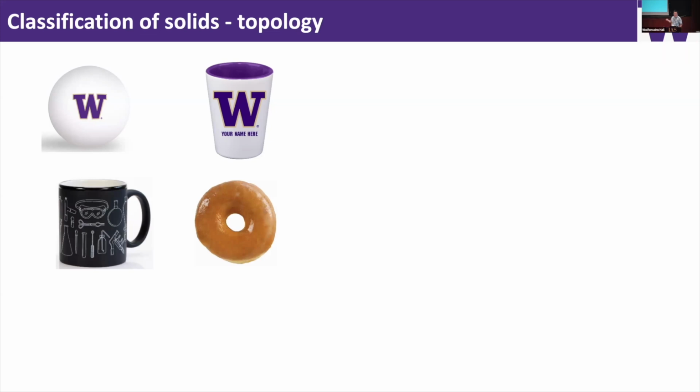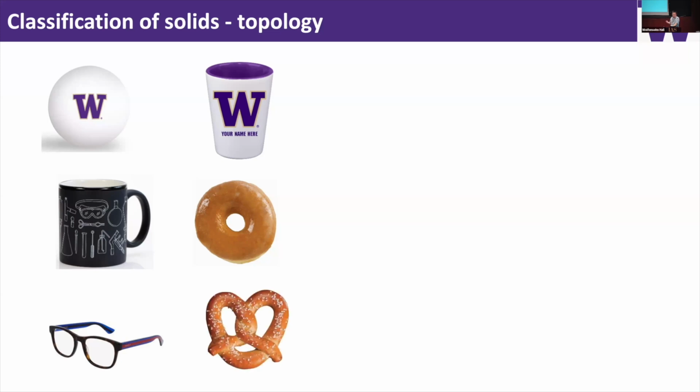Now if I have a coffee mug and a donut, even though both are very different objects, one is a cup, the other is, well, for breakfast, they have the same topological invariant, which is 1, because both of them have one hole. We can continue this. A pair of glasses has a topological invariant of 2, and you have this pretzel with a topological invariant of 3.